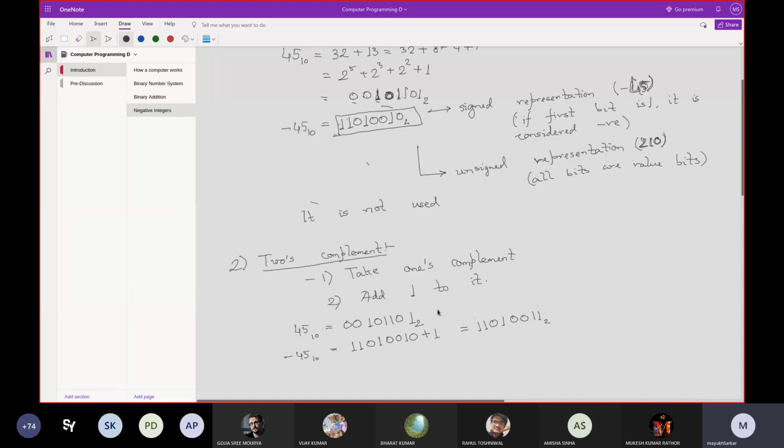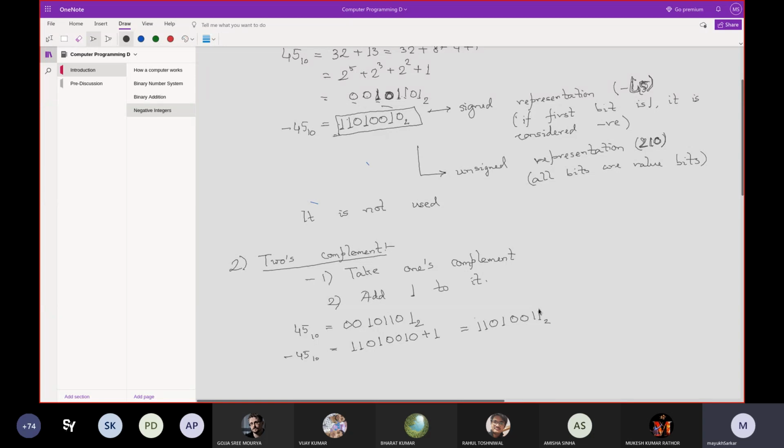Now you may ask what problem is solved by adding 1 to it. I'll discuss this in the next class. The problem is in the representation of 0, that I'll show you in the next class. But that's how 2's complement is represented.